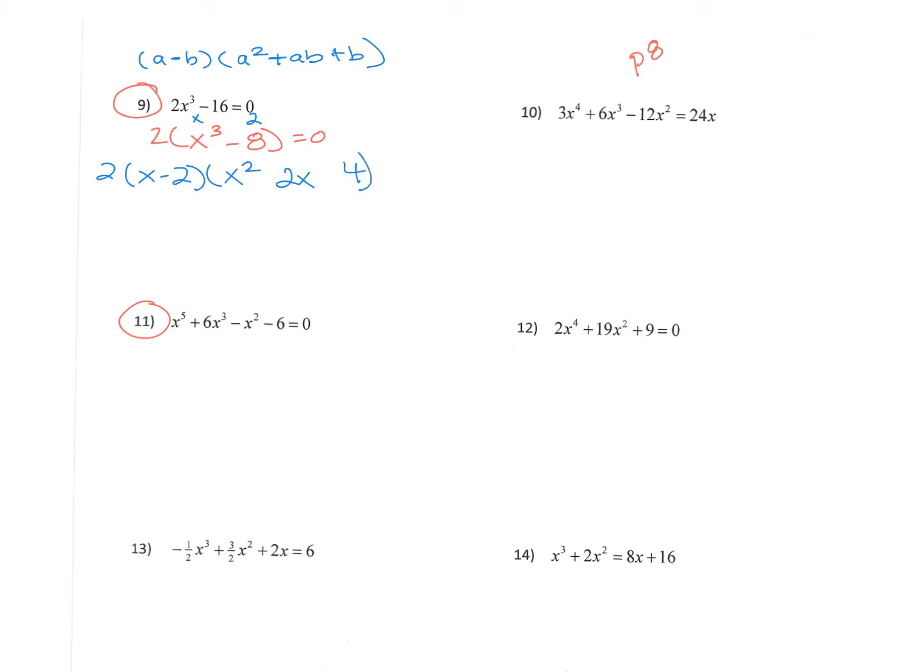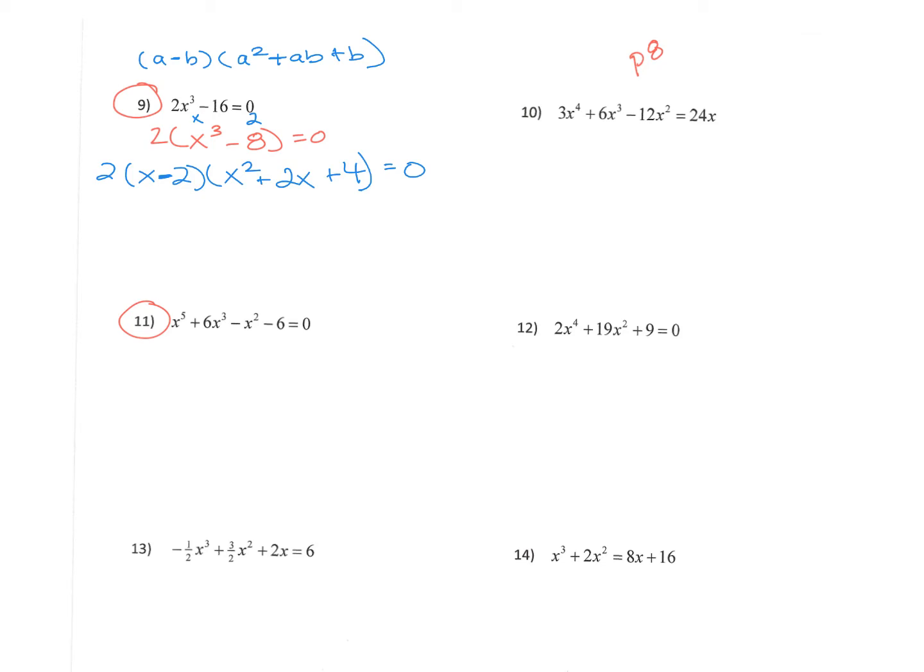Now my signs are the same. So in my binomial, I have a minus because that's what was in my original, x cubed minus 8. And in my parentheses is the opposite. So now that makes that a plus and always positive. So this is what my x cubed minus 8 factors into.